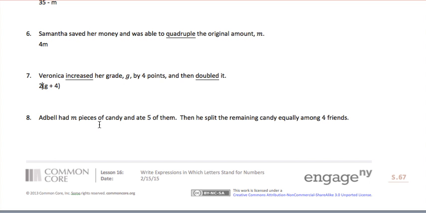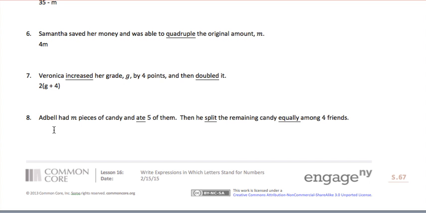Abdel had M pieces of candy and ate 5 of them. Certainly a strange word to be using for subtraction, but we know that if he eats 5 of them, they are gone. So that is subtraction. Then he split, that's division, the remaining candy equally among 4 friends. So split equally, they go together, means divide.